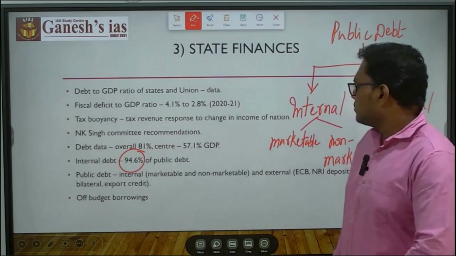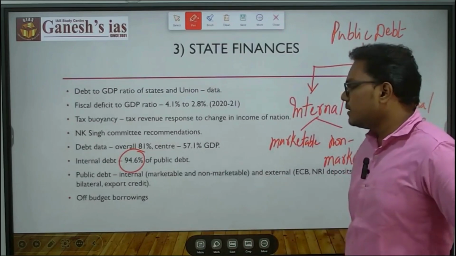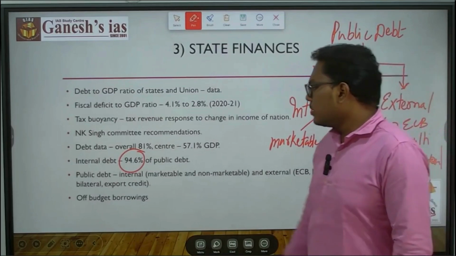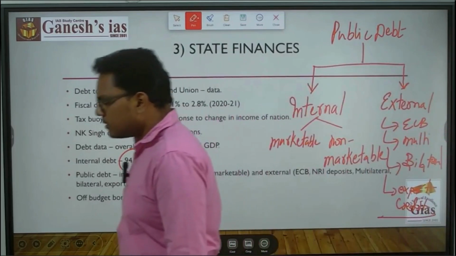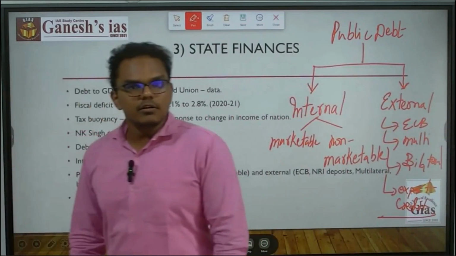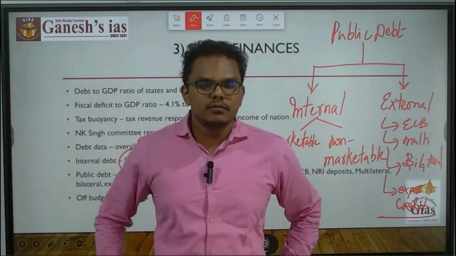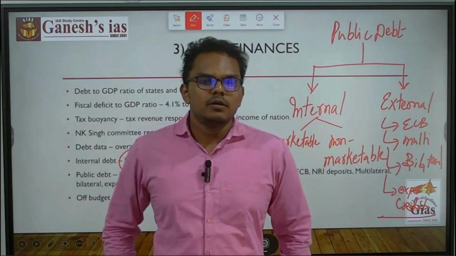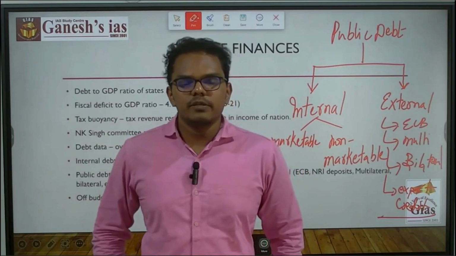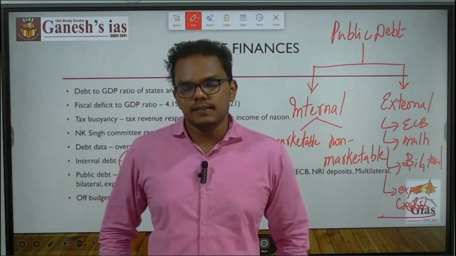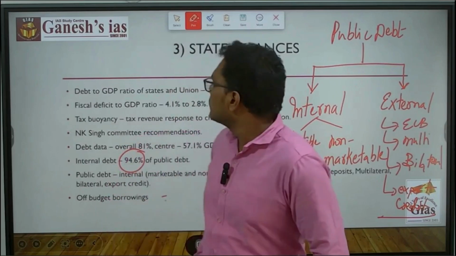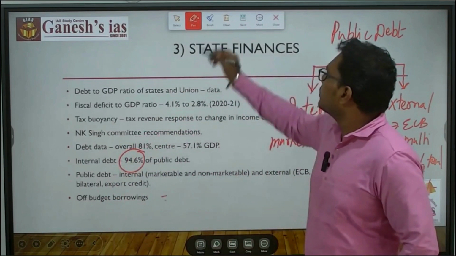So that's it with that, and then you need to know about the components of public debt, and what off-budget borrowings are. Off-budget borrowings are not reflected in your budget, but you are allowed to borrow to meet your expenditure needs. So that's off-budget borrowings. All these things you need to be aware of.